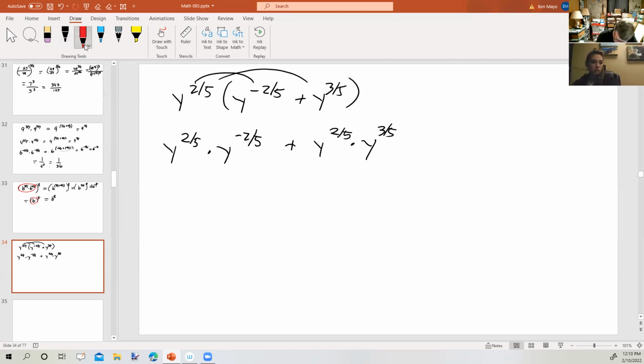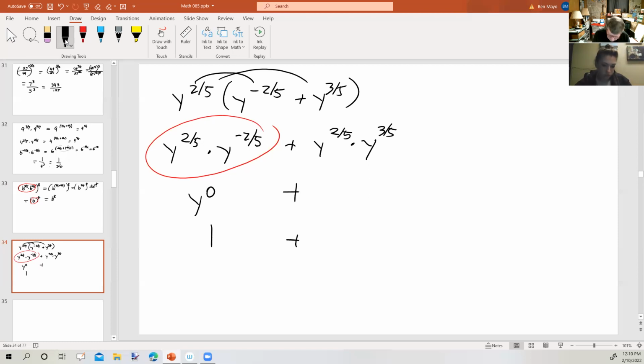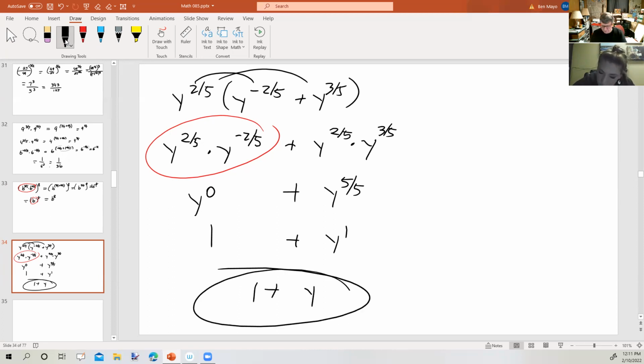Okay, so what are we doing here? We're multiplying two powers with the same base, so we add the exponents. What's 2/5 plus negative 2/5? That would be y to the 0 power. But what's anything other than 0 to the 0 power? It's 1. And y to the 2/5 times y to the 3/5 would be y to the 5/5, which is y to the 1, which is just y. So final answer, 1 plus y.